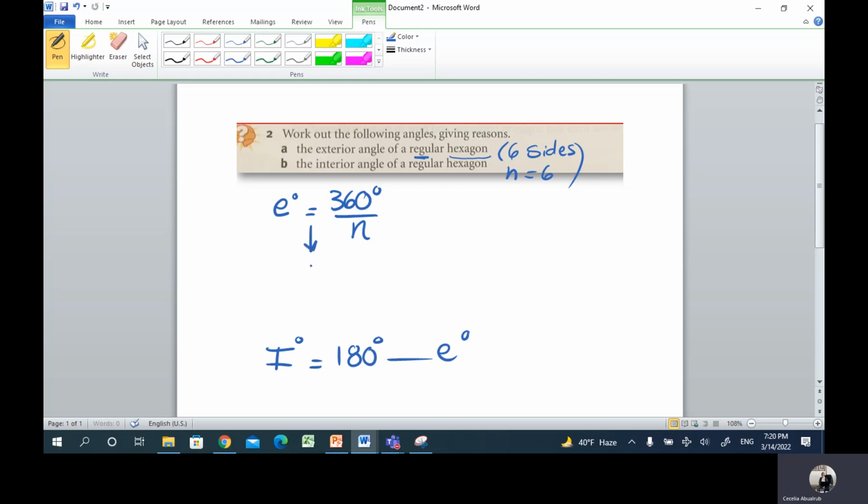Okay, let's substitute here. So what is given in the question? N is given in the question. So it will be 360 divided by 6, and the answer will be 60 degrees. So this is the exterior angle. And to find the interior angle, we substitute E in this formula here, 180 minus 60. The answer will be 120 degrees. Okay? So let's get back to the presentation here.